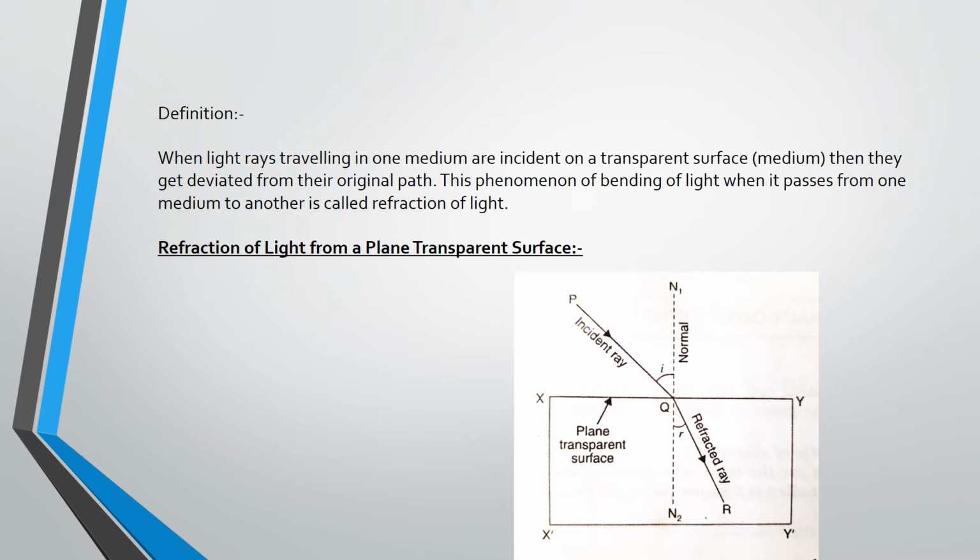Refraction of light from a plain transparent surface. As you see in the picture, XY, X'Y' represents the second medium, which can be a rectangular glass slab. And this picture shows you PQ is the incident ray of light which is traveling from the first medium, air, and then it gets refracted into the second medium, which is glass, at an angle of refraction r. So the light ray PQ bends once it enters the second medium.